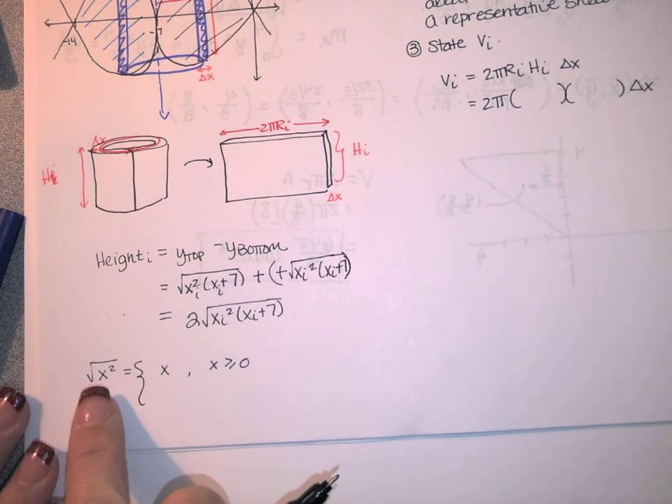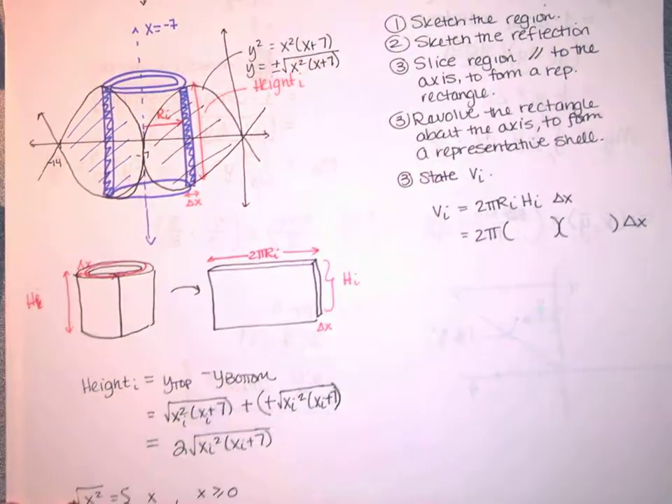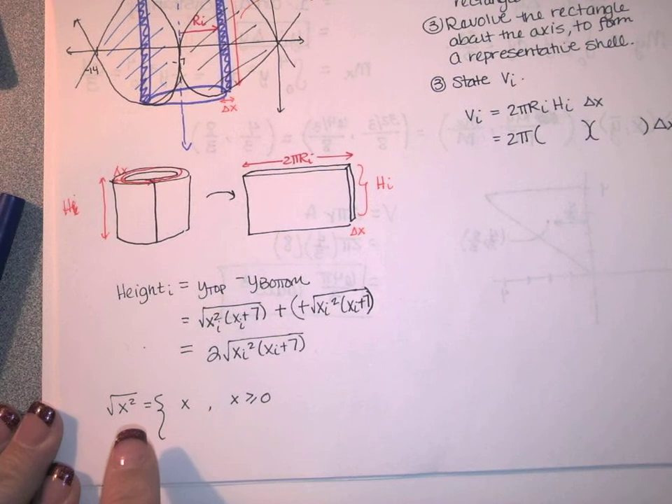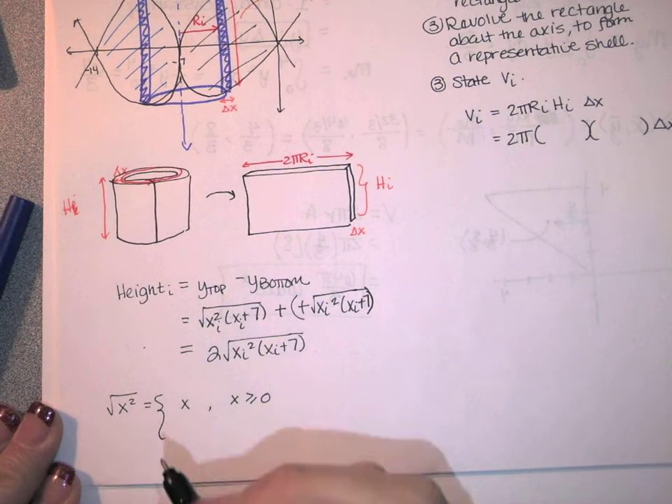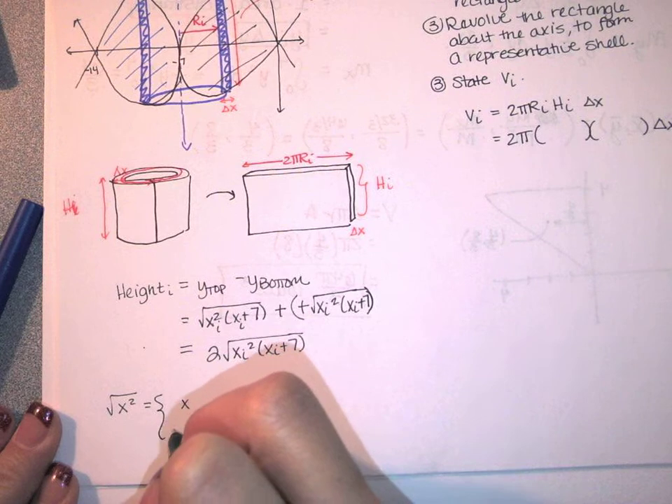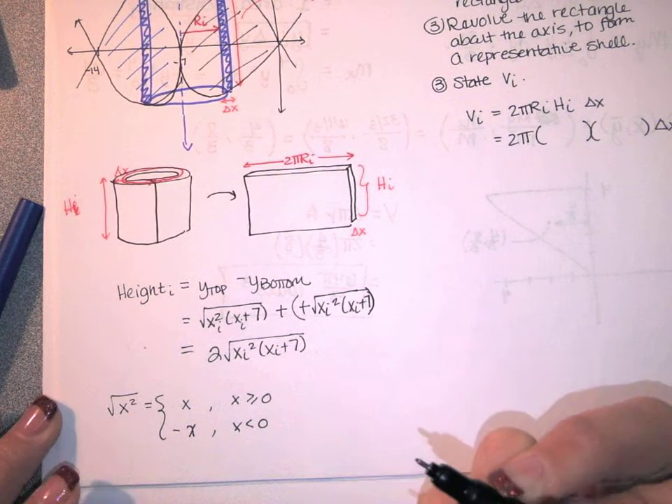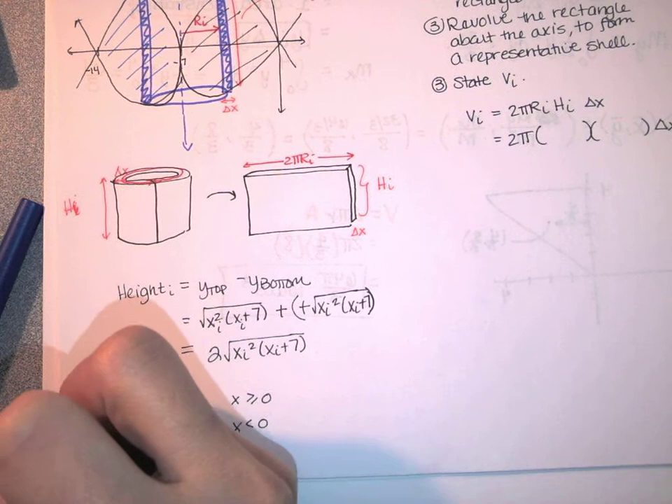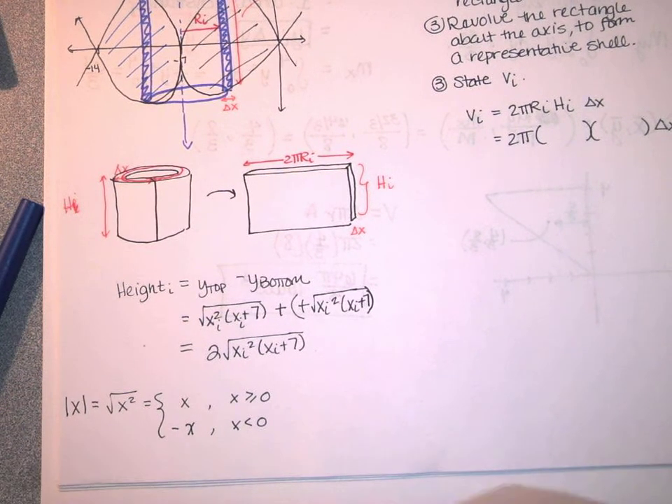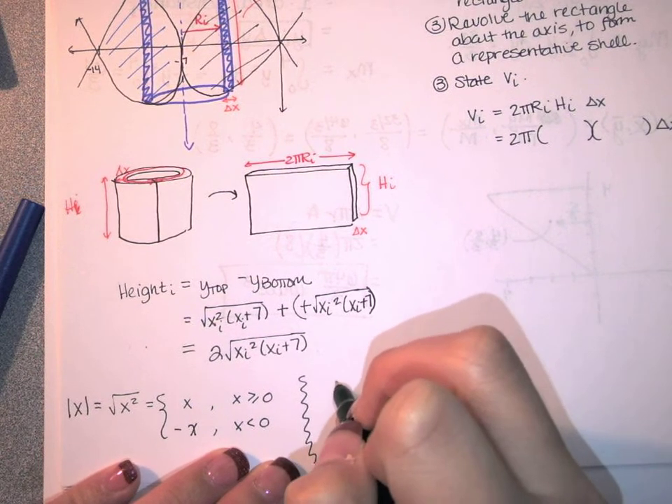But if x is a negative number, and x is negative this whole time in this region, the square root of x squared is going to be a positive number. If x is negative, we're going to take it and multiply it by -1 to make it positive. I know that seems a little strange. That's just to say that the square root of x squared is the absolute value of x. And if you're not sure, you can check it out.